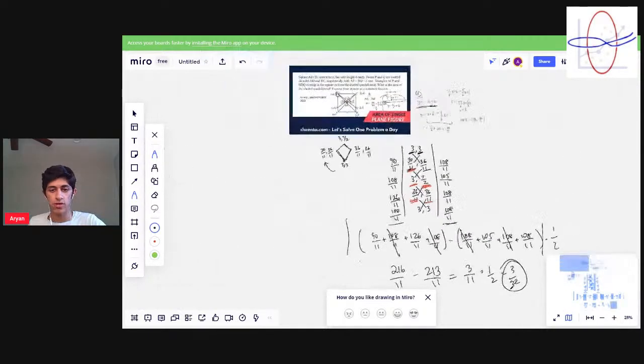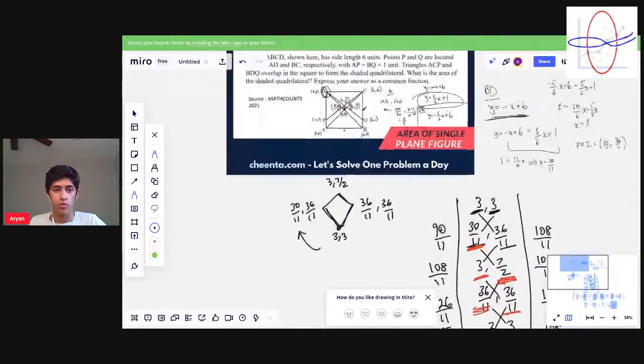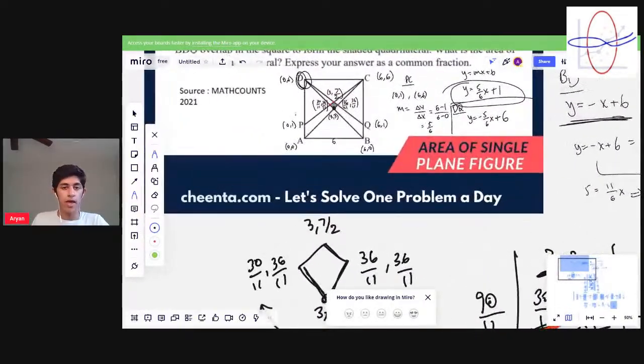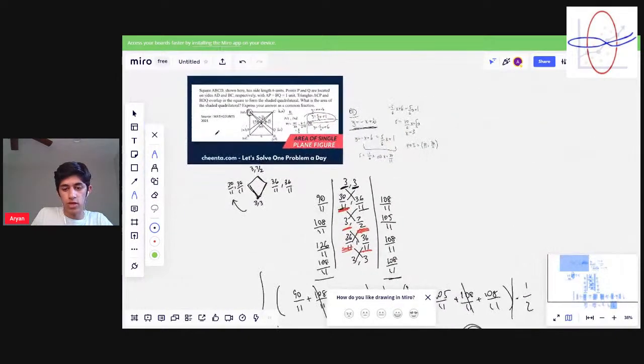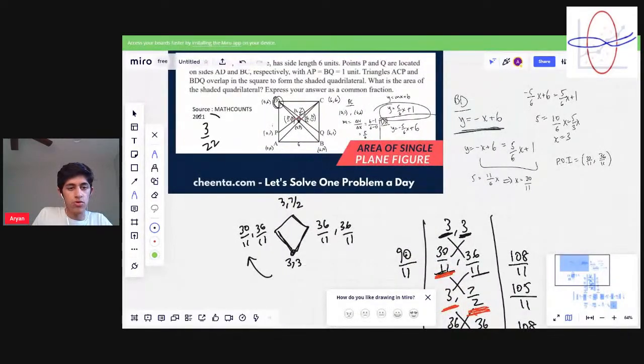And this would be our final answer. The area of this shaded quadrilateral would be 3 over 11, and that would be it. So we'd write that down, or sorry, not 3 over 11, 3 over 22 we got. So we get 3 over 22, and we'd be done.